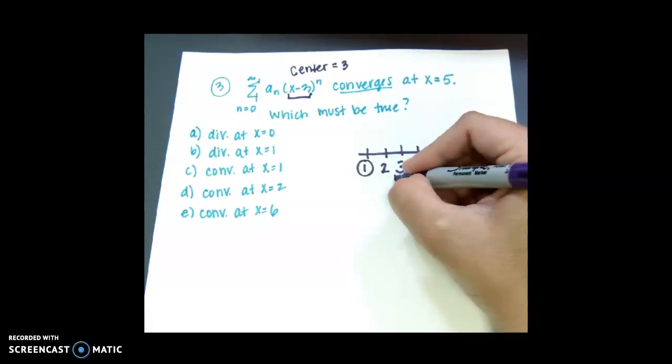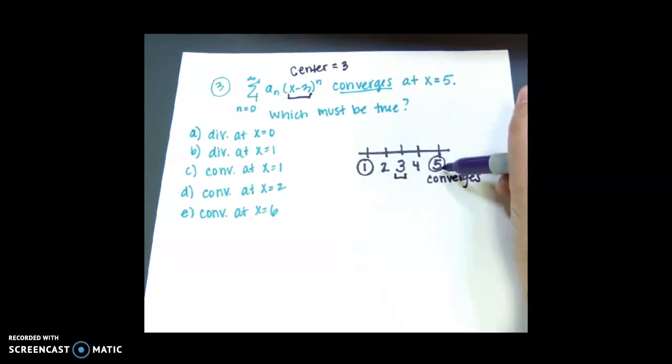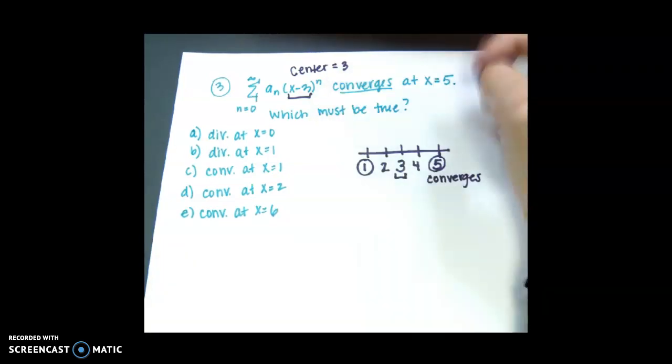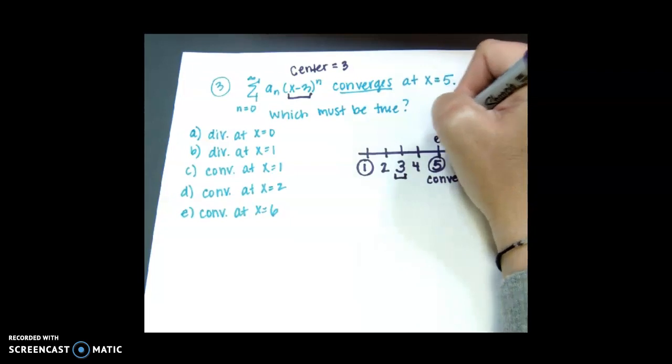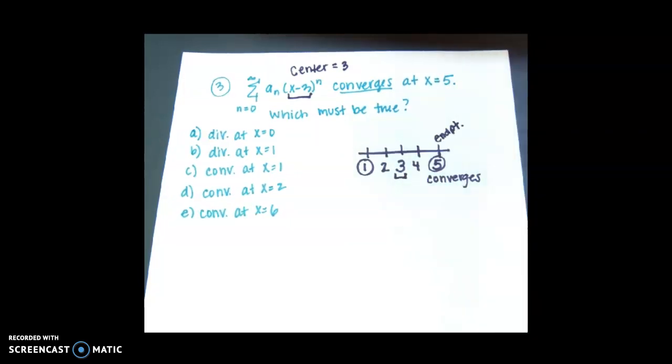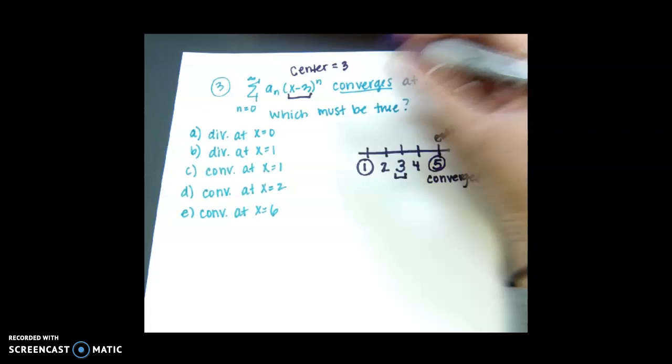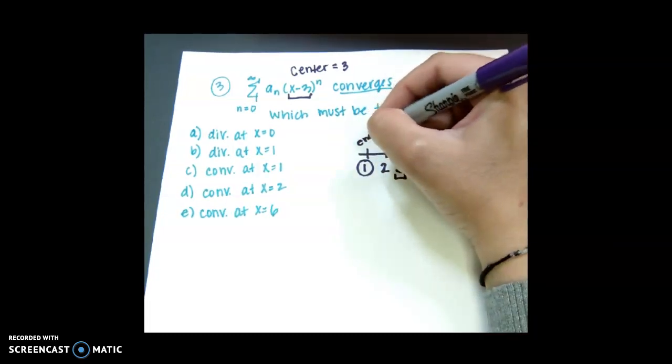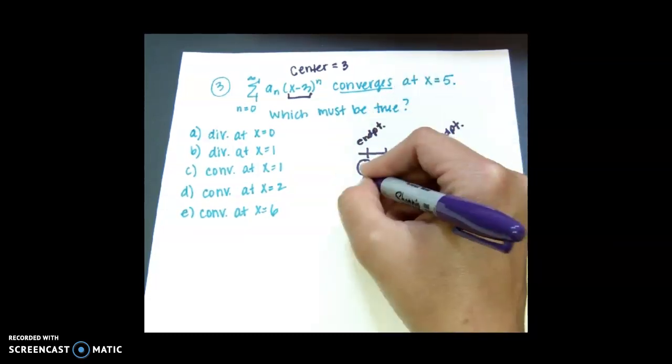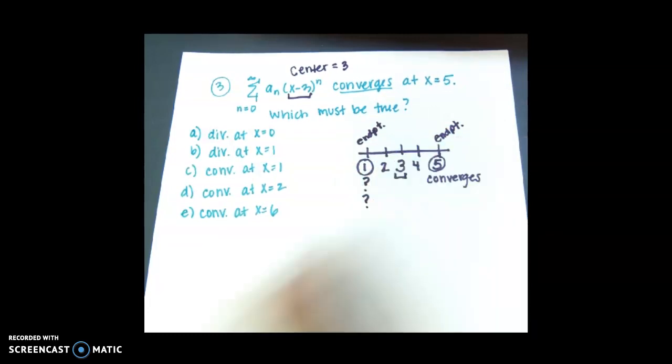Okay, so think about this. 3 we know is the center, 5 we know converges. Let's just assume that 5 is the endpoint. It might be, it might not, but we know it converges, so we're just going to say this is the endpoint. Remember, at the endpoints it might converge, it might not. So that means that this 1 here is questionable. If that was an endpoint, this could converge, it could diverge. We don't have enough information to figure that out.